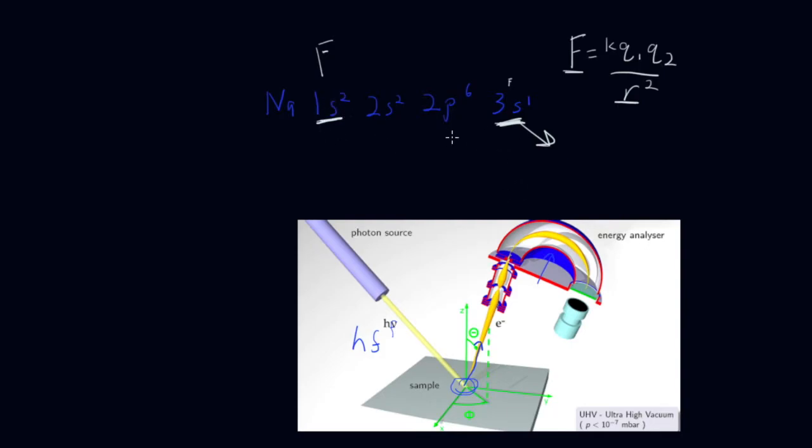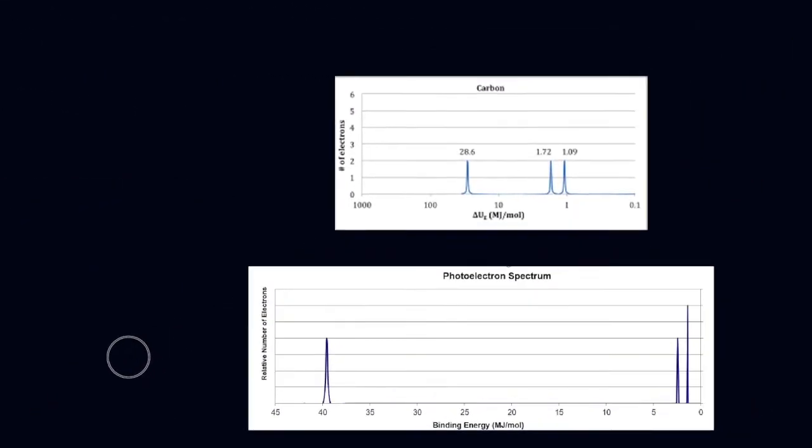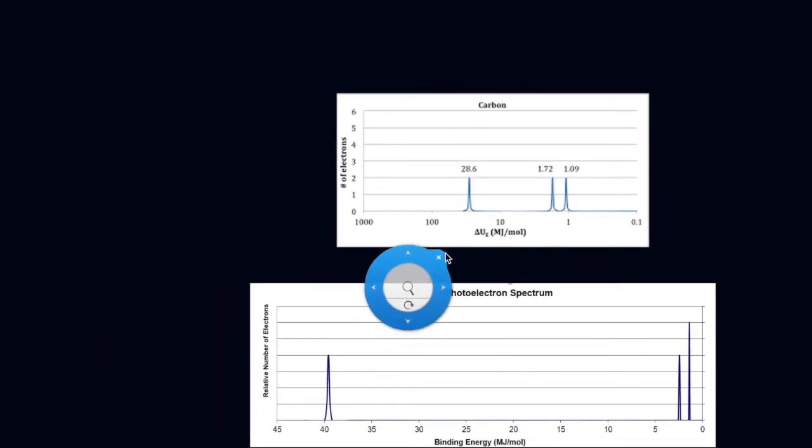Now, what does it actually look like? What is this analyzer actually going to show us? Well, it's going to put all of these into a graph. And so a photoelectron spectrum looks like this. I've got a photoelectron spectrum for carbon here. And notice, on the bottom of this, I have megajoules per mole. This is going to be my energy.